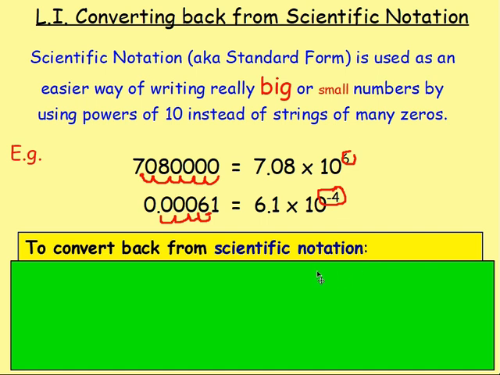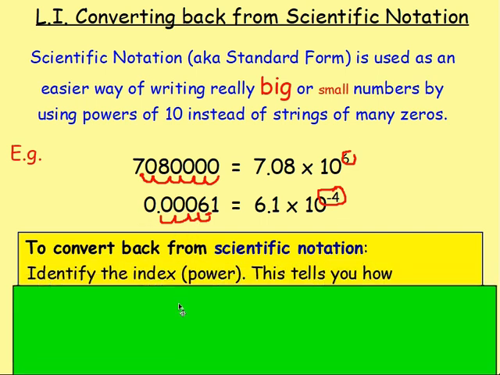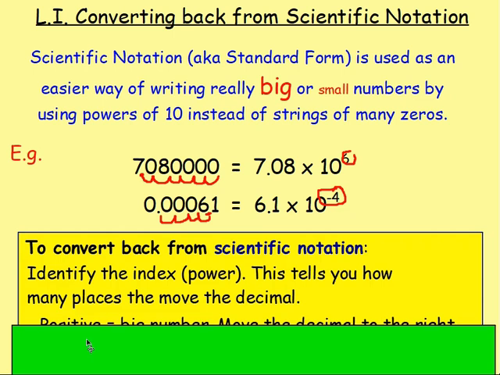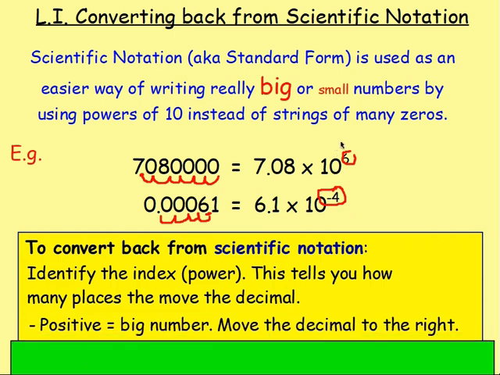What you need to do to convert back from scientific notation to just normal form is look at the index or the power. So you would need to look at the 6 or the -4. What that tells you is how many places you need to move the decimal. If you end up with a positive number for the index or the power, so here this 6 is a positive number, we would move the decimal to the right, which means we would move it 6 places.